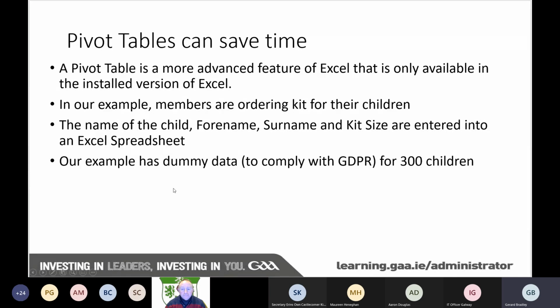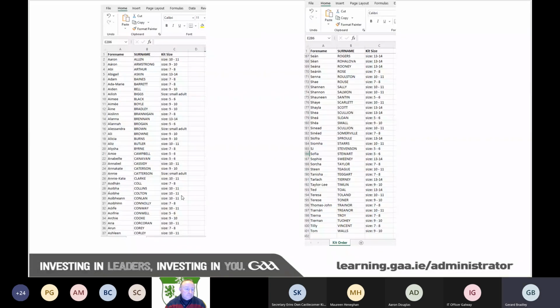Dummy data, 300 children, and there's what it looks like. So Aaron Allen, Aaron Armstrong, all these are names, and you can see the kit size. So there are genuinely 300 lines in this. You might think you can see 301, and you're right, but the top row is not counted because it's the one with the names of the fields, which is forename, surname, and kit size. Fairly standard sort of thing, this. So this information has been gathered up.